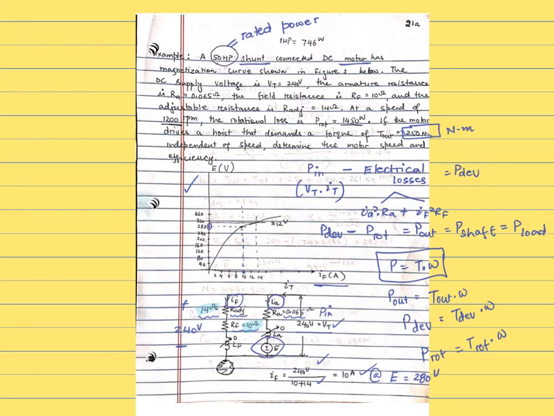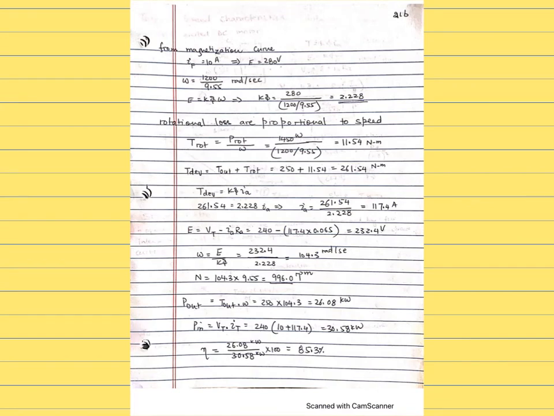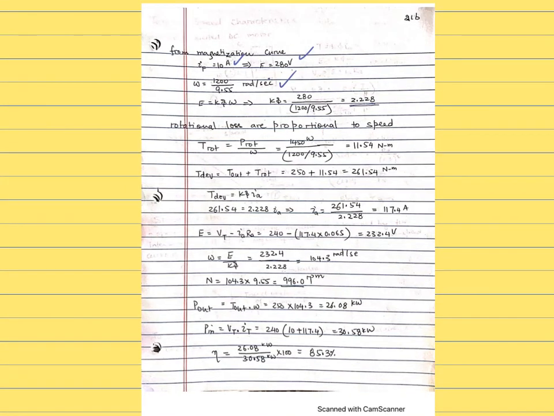So the steps we're going to follow: we have IF and E, and we have the speed. With that E and speed, we will calculate K phi. Once K phi is calculated, we will calculate T developed equals K phi times IA. With that, we will have a numerical value for the current IA, and then we will lead towards the speed with the new E. In order to calculate IA, we need T developed.